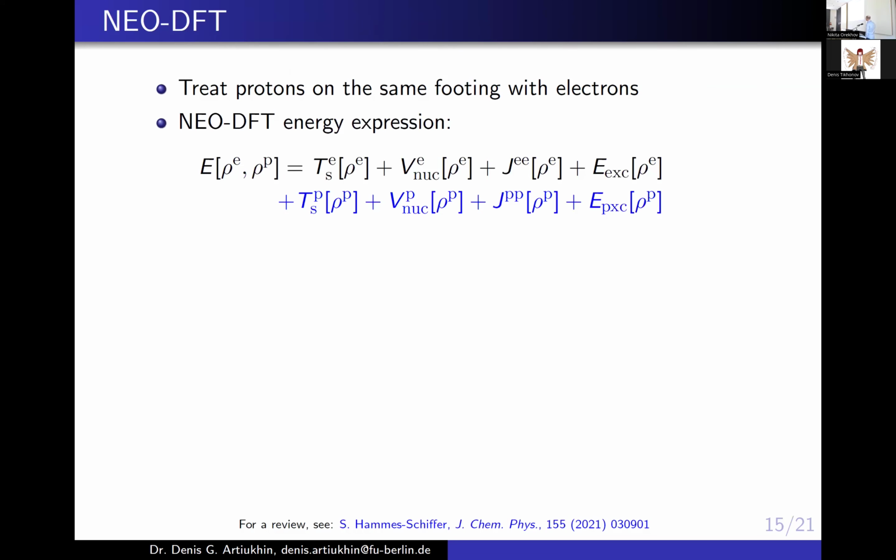Since protons are treated on the very same level as electrons, we will have exactly the same terms, but now defined for quantum protons and depending on the densities of these protons. And then, of course, we have interactions between quantum protons and electrons. Here you see just the Coulomb interaction between electrons and protons. And then that's a new thing, that's electron-proton correlation.